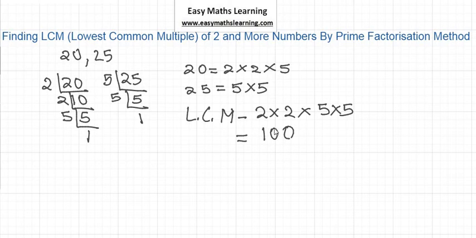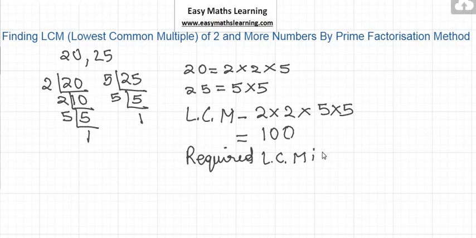That means 100 is the smallest multiple of both 20 and 25, which can be divided by 20 and 25 individually without leaving any remainder. So I write down: required LCM is 100. Hope this process is clear to you. Now we will find the LCM of three numbers, and let's see how we do it.